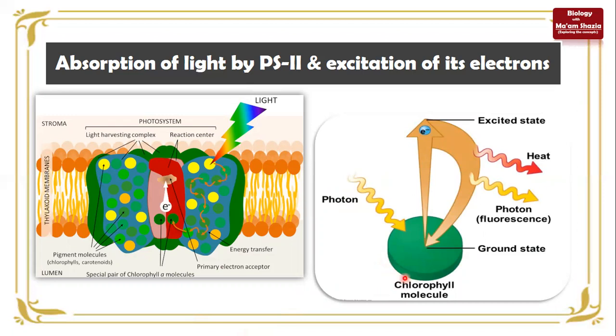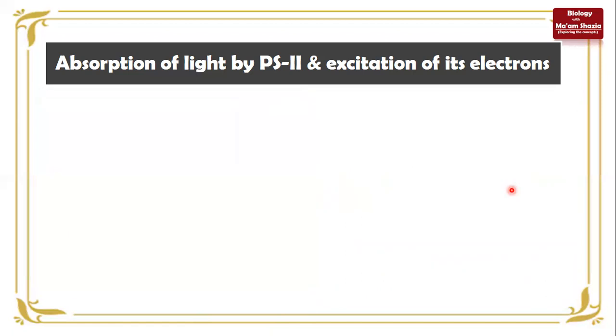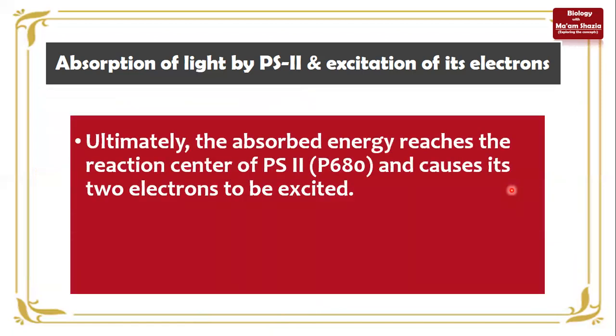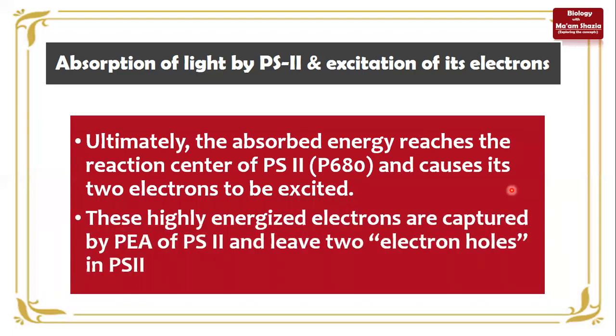This is the chlorophyll molecule. These are the photons. Electrons are in the ground state at first, but later, when they are struck by a photon, they reach their excited state, and energy is released in the form of heat. So this is how the electrons of PS2 get excited. Then ultimately the absorbed energy reaches the reaction center of PS2 and causes its two electrons to be excited. These highly energized electrons are captured by the primary electron acceptor of photosystem 2 and leave two electron holes in PS2.